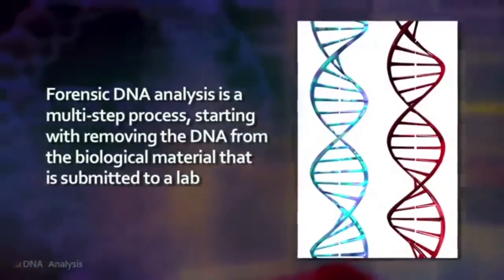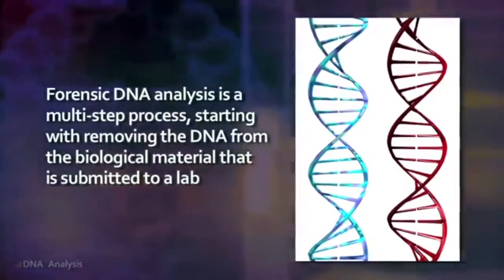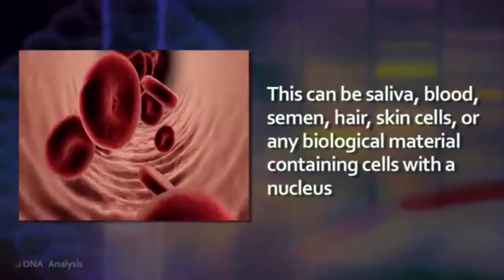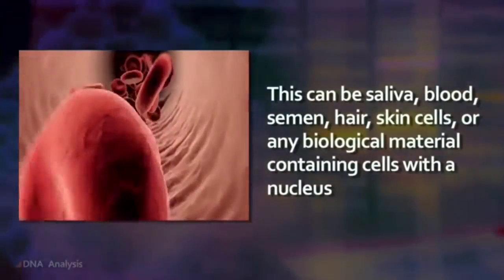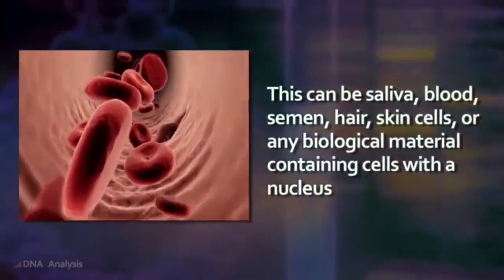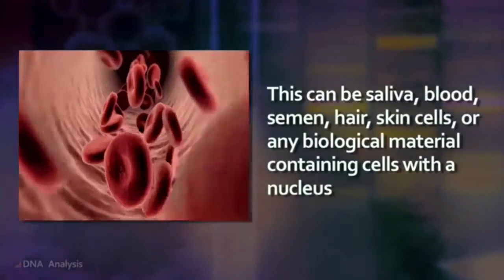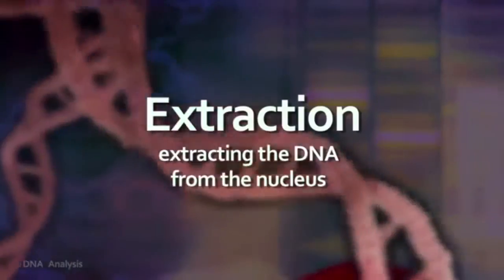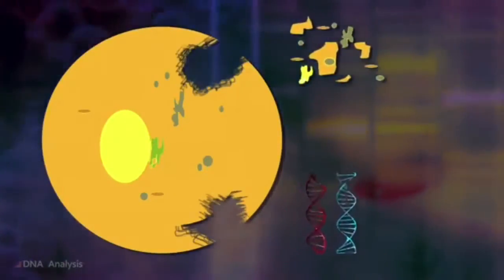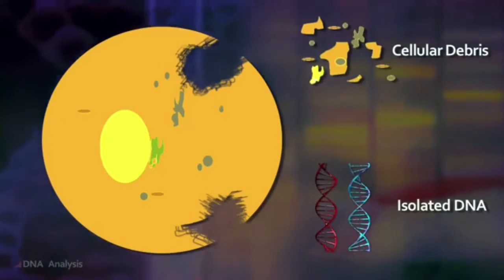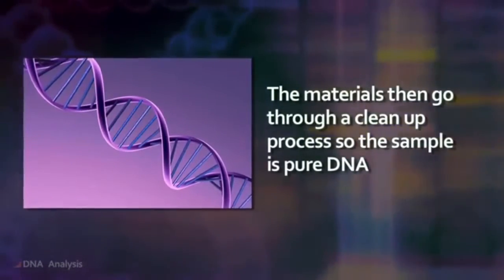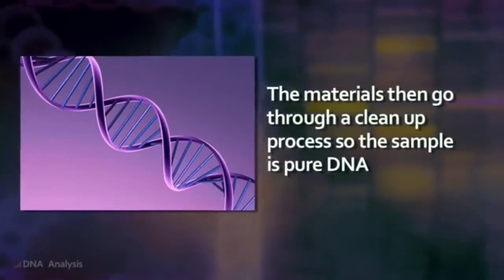Forensic DNA analysis is a multi-step process, starting with removing the DNA from the biological material that is submitted to a lab. This can be saliva, blood, semen, hair, skin cells, or any biological material containing cells with a nucleus. The next step is extracting the DNA from the nucleus, a process called extraction, where cells are broken open using a combination of chemicals and heat to release the contents of the nucleus where the DNA is stored. The materials then go through a cleanup process so the sample is pure DNA.